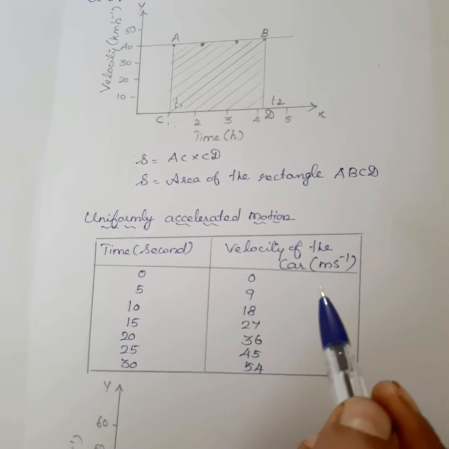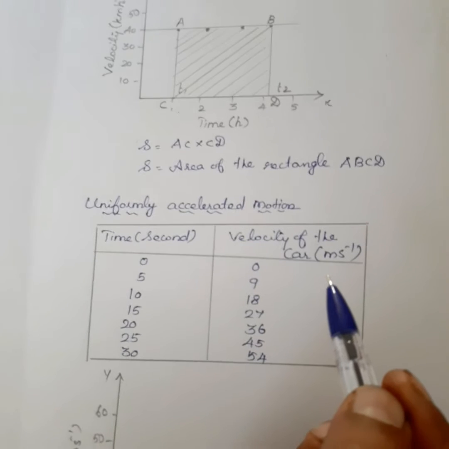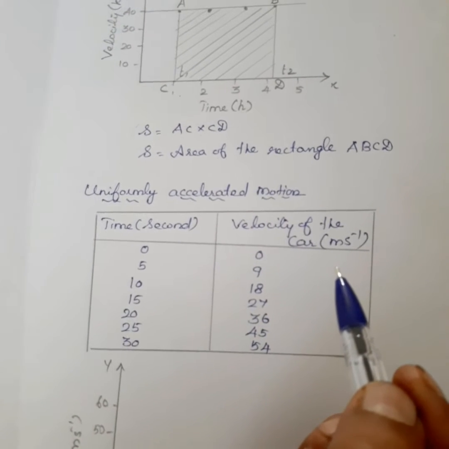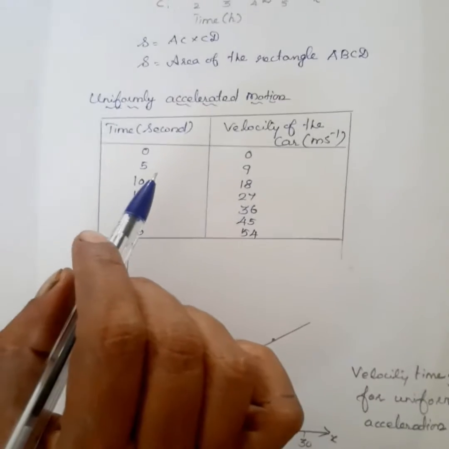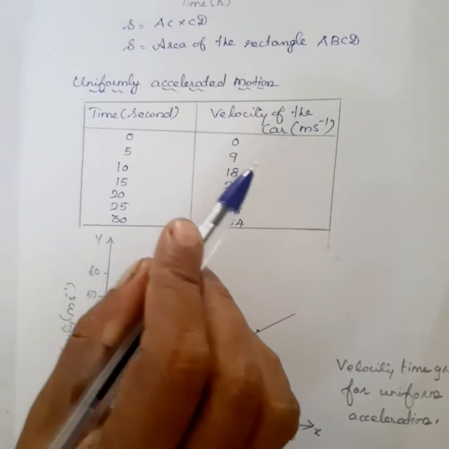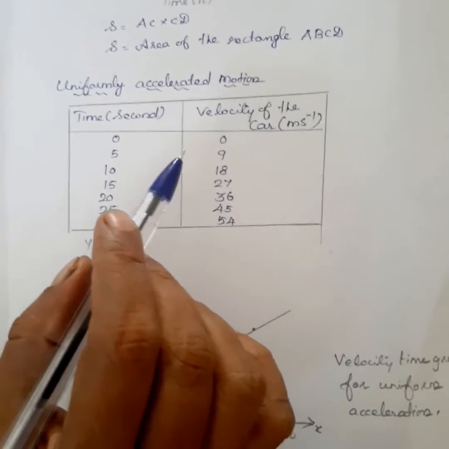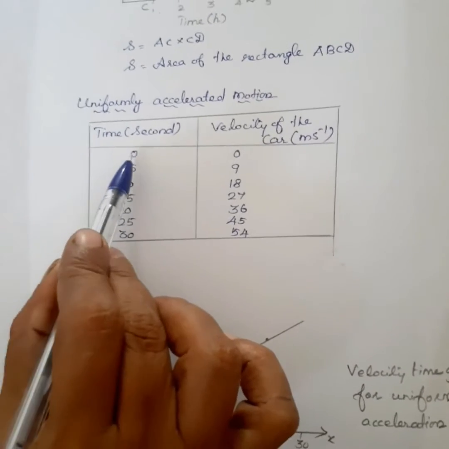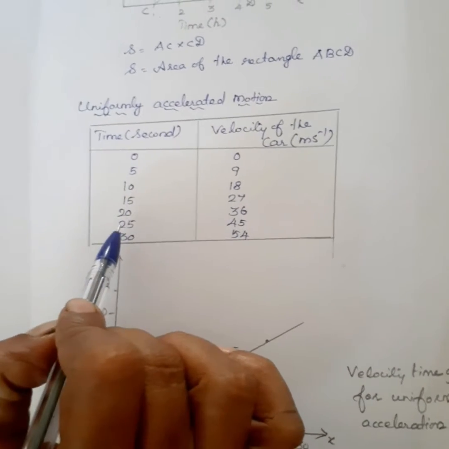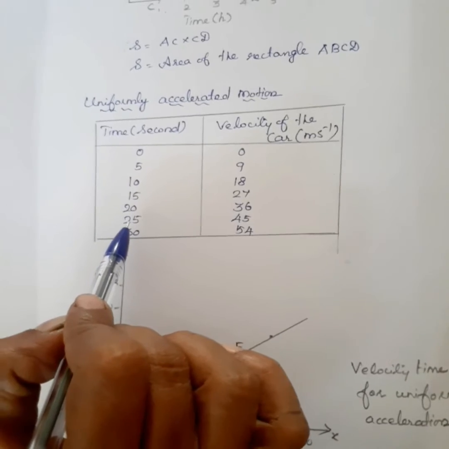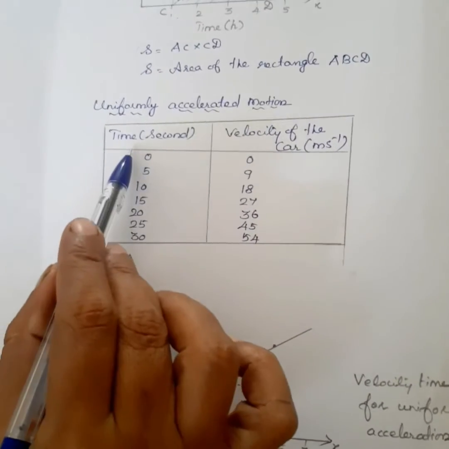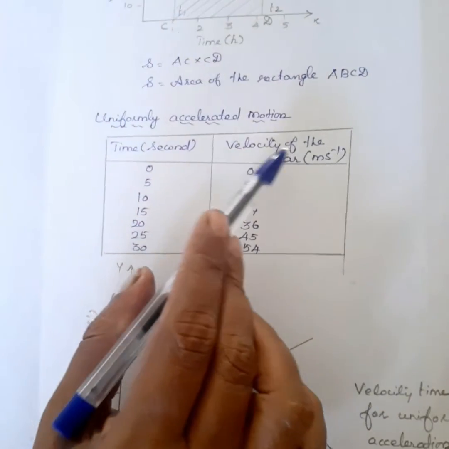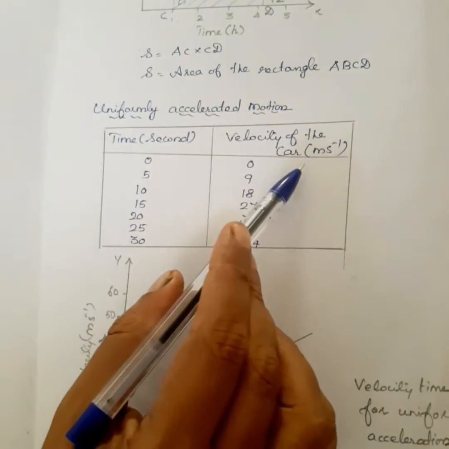Now we find out the uniformly accelerated motion. Here the velocity changes by equal amounts in equal intervals of time. Consider a car moving along a straight road. Its velocity for every 5 seconds is noted from the speedometer of the car. Time is measured in seconds, and velocity of the car is measured in meters per second.